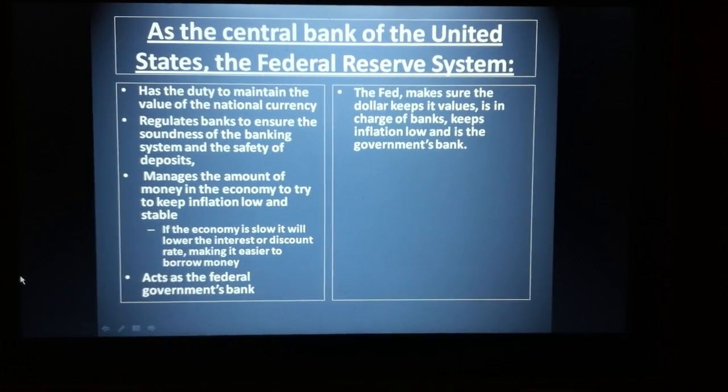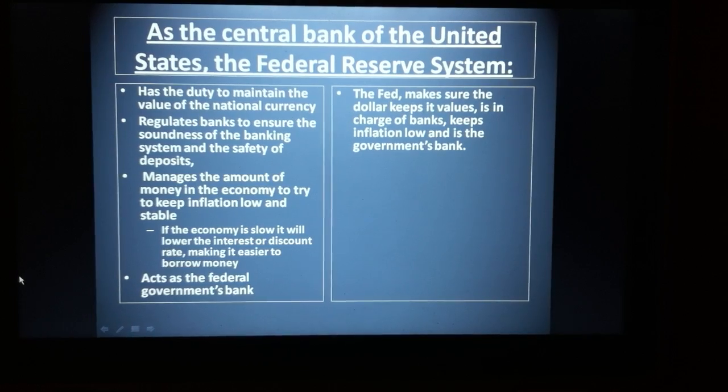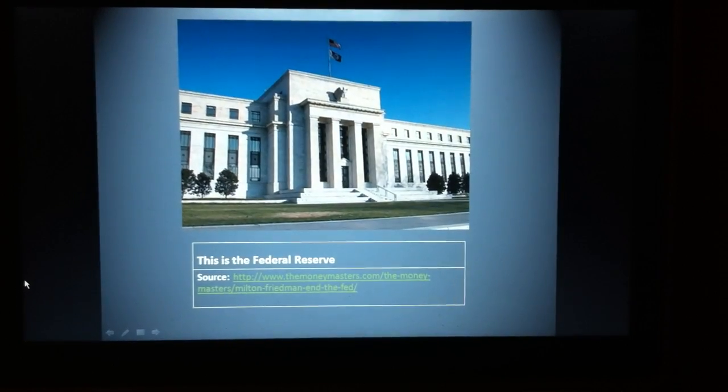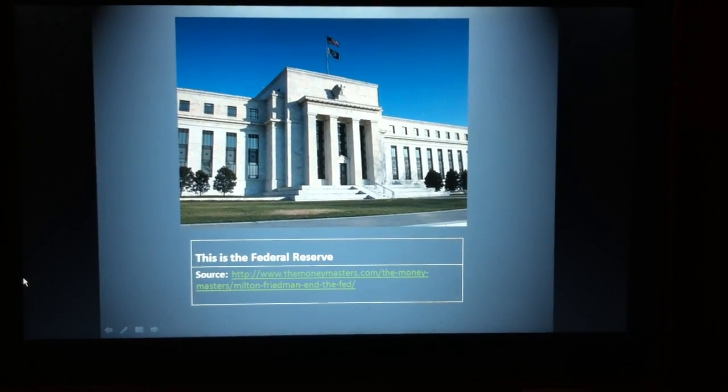The Fed makes sure the dollar keeps its value, it's in charge of banks, keeps inflation low, and is the government's bank. Just a picture of it right there. Federal Reserve.